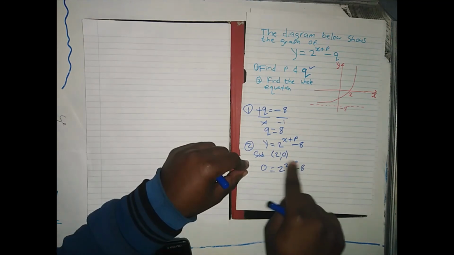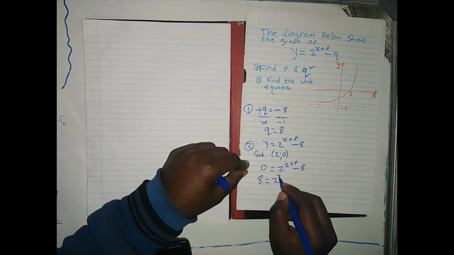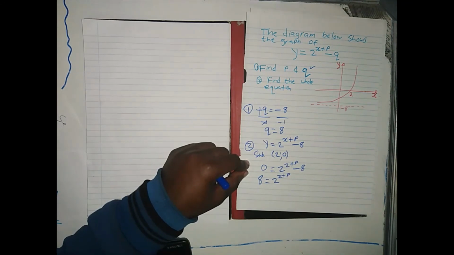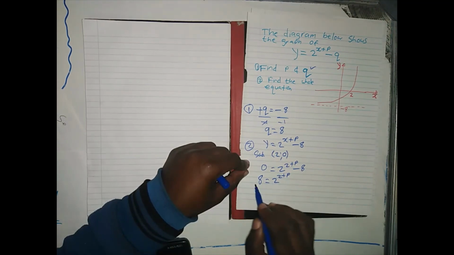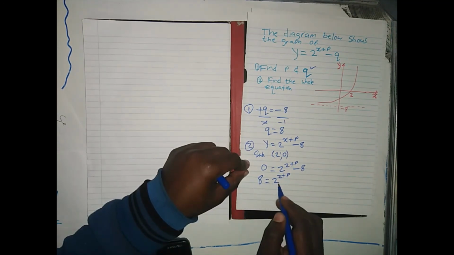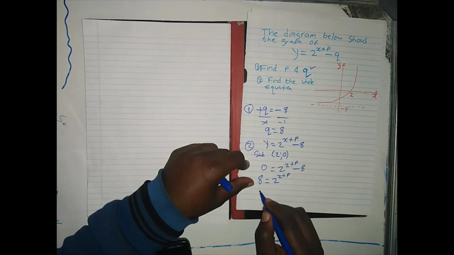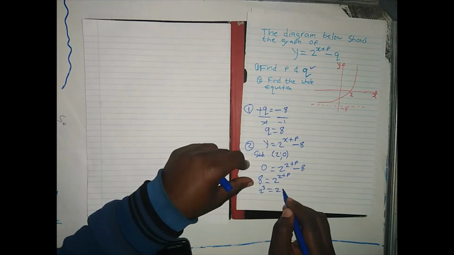Okay, from here you take this 8 to this side, so you end up with 8 is equal to 2 to the power 2 plus p. And as per the rule, whenever you have something that has a power, the number that is here you must also express in terms of this base and some power. We don't care what that power will be. So in this particular case, if you want to express 8 as a base of 2, it's going to be 2 to the power 3, which is equal to 2 to the power 2 plus p. Can you see that?